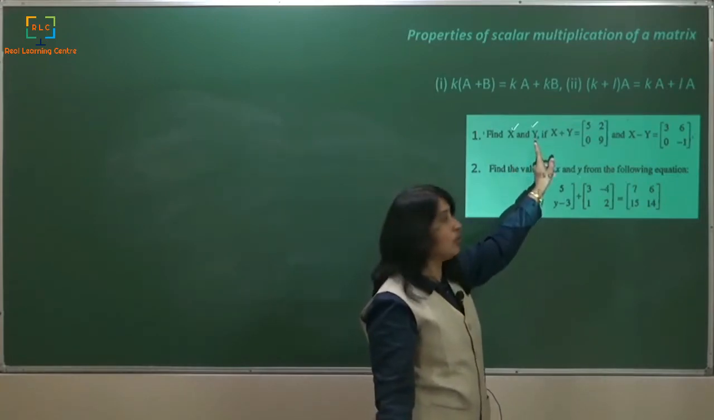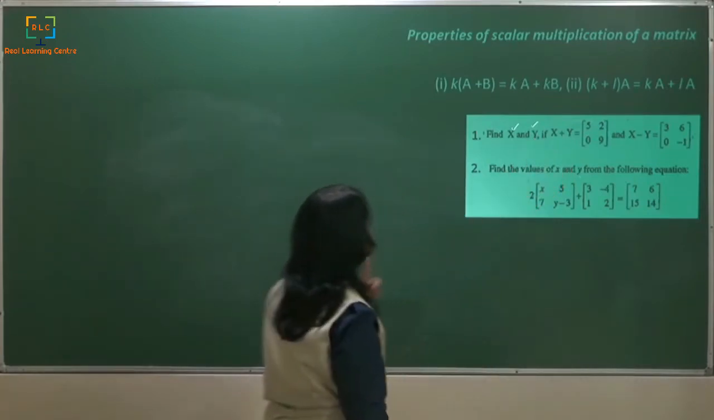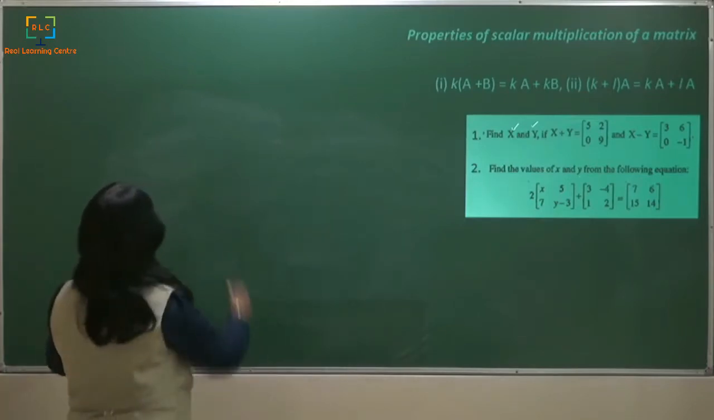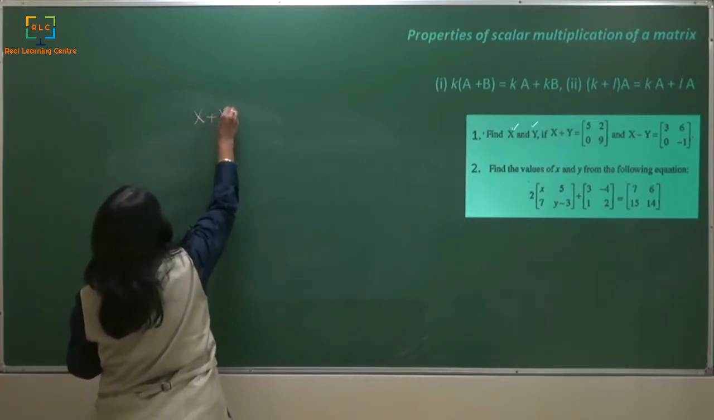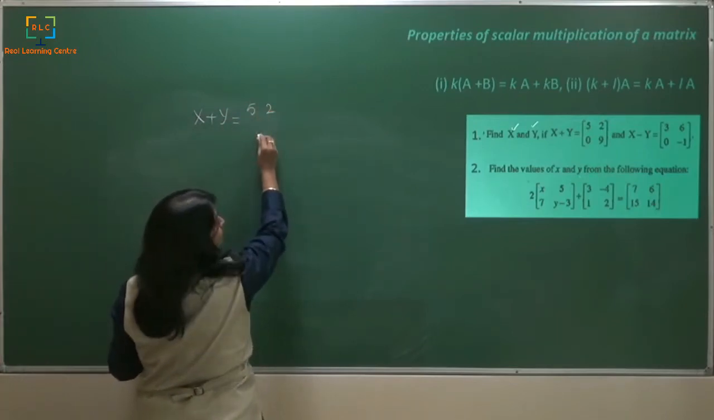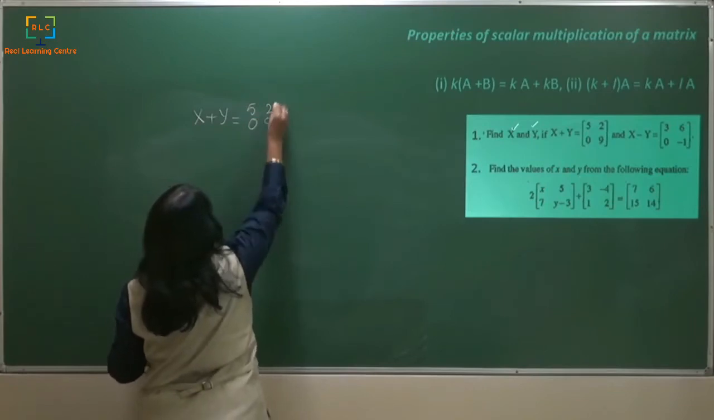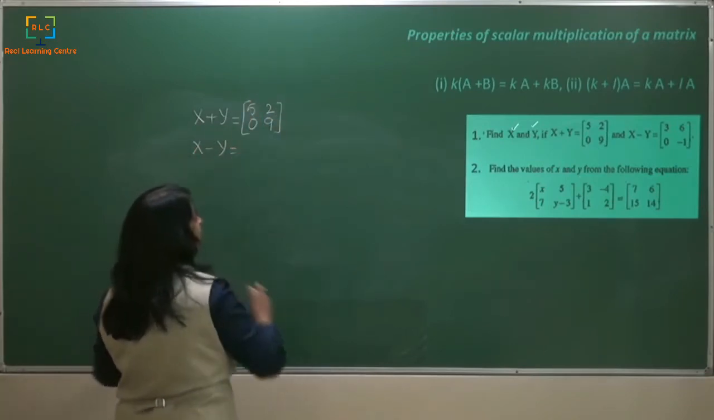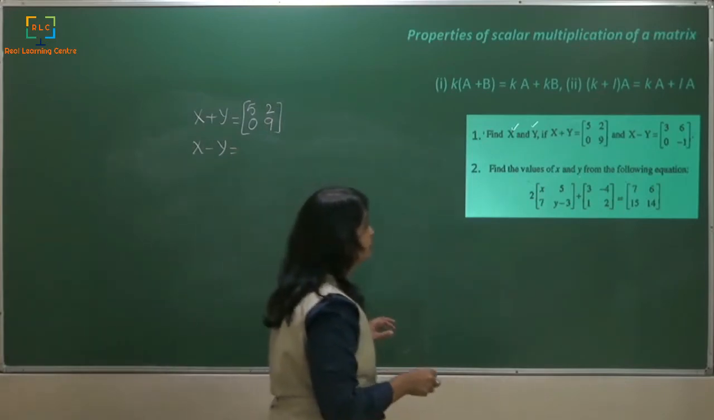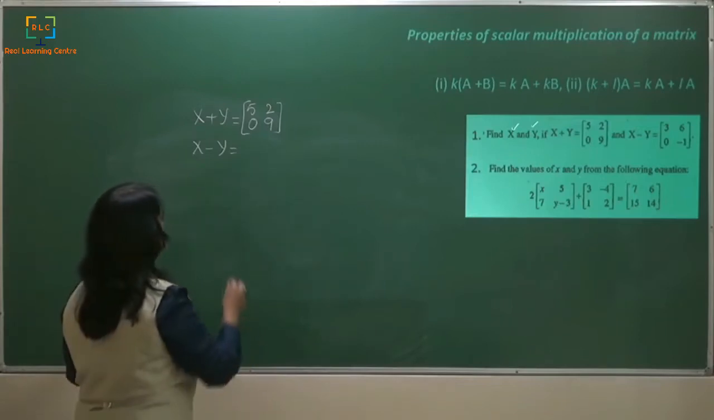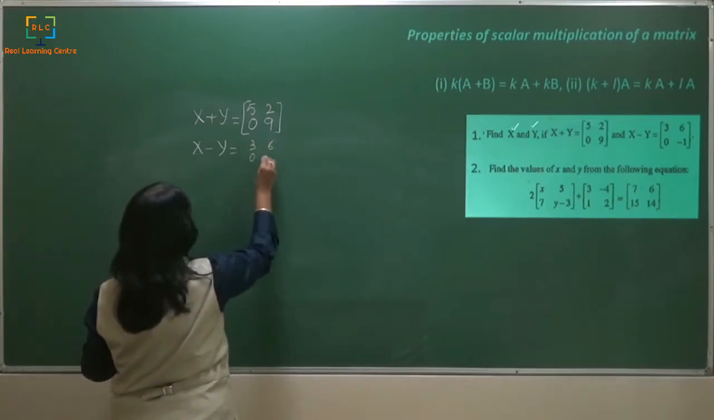Now I am going to this: find X and Y if X plus Y and X minus Y are both given to you. I shall take X plus Y, which is equal to 5, 2, 0, 9. Under that I will write X minus Y, because this problem should be done the way you do your simultaneous equations in algebra. X minus Y is 3, 6, 0, -1.